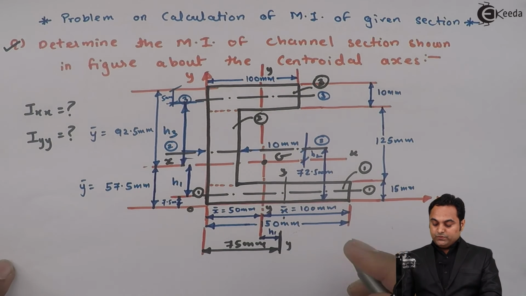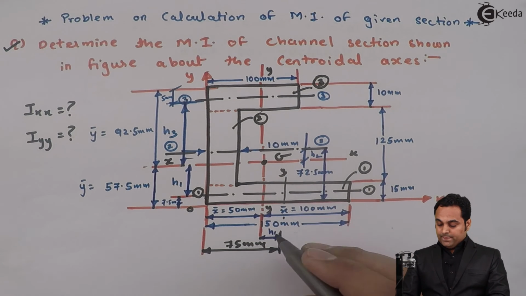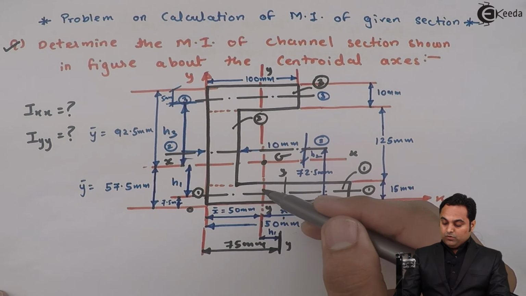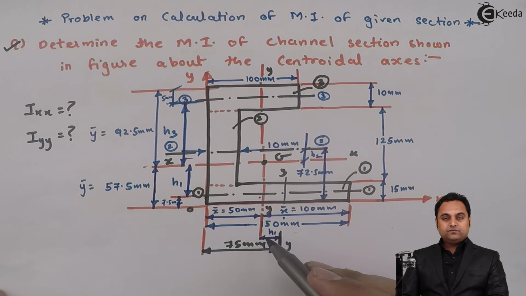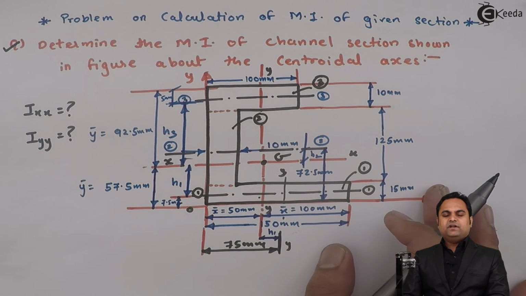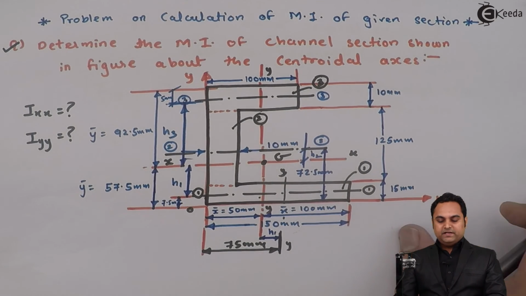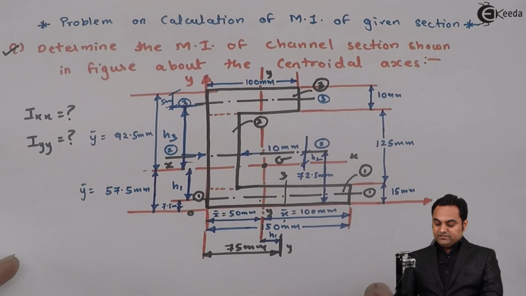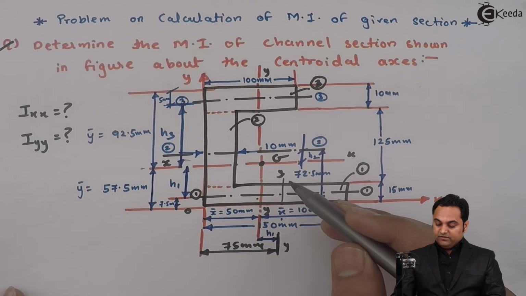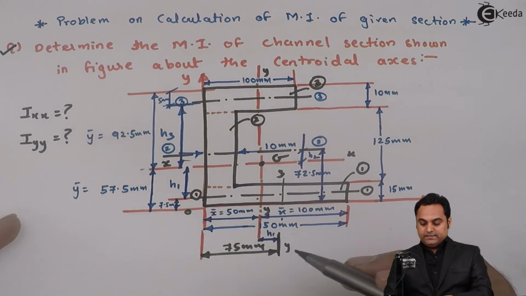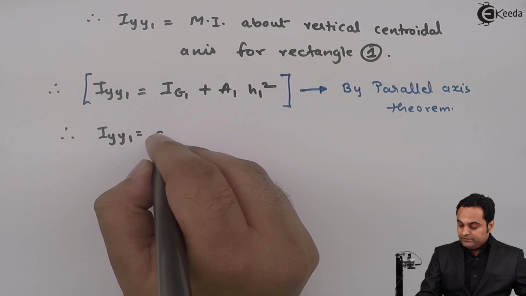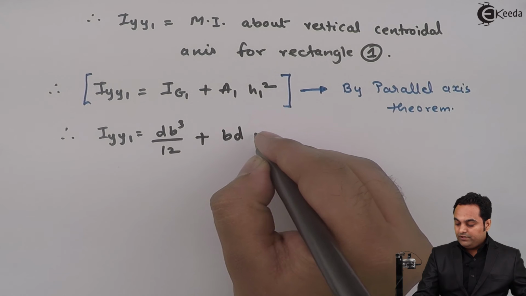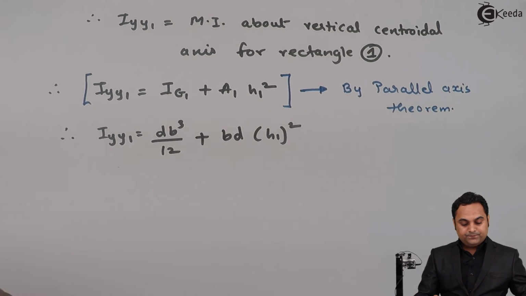So that is why we are using parallel axis theorem. If the y-axis of rectangle 1 and the y-axis of the channel section were passing through the same line, that distance would have been 0, then there is no need of parallel axis theorem. But here we will use parallel axis theorem. So the first thing is Ig1. Ig1 is the moment of inertia for rectangle 1 about its own y-axis, and that will be written as db cube by 12 plus area 1, which is b into d, into h1 square.